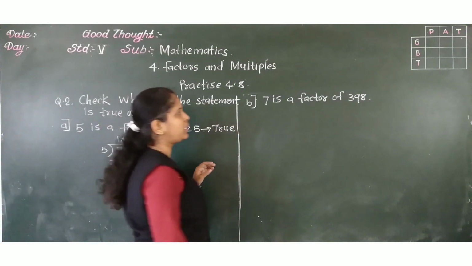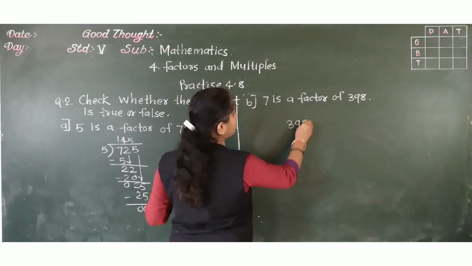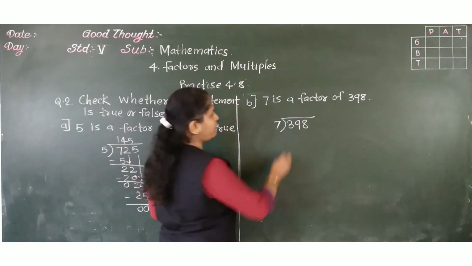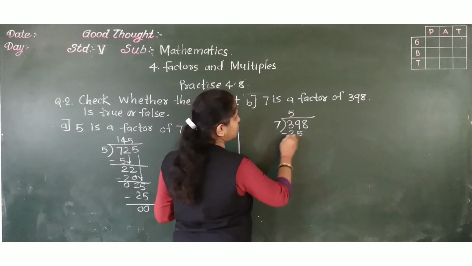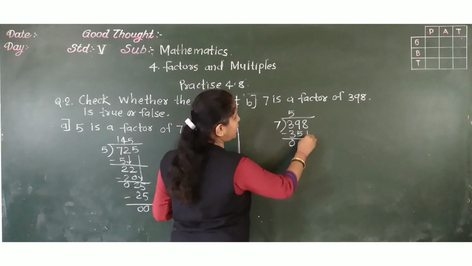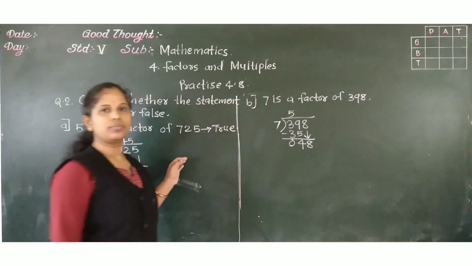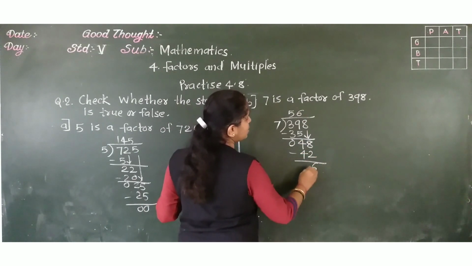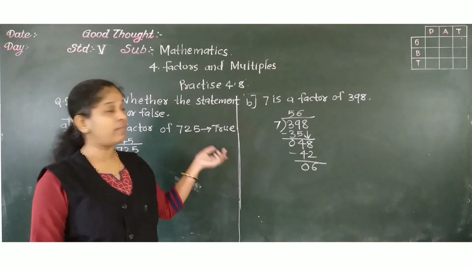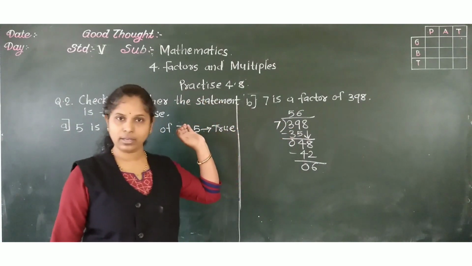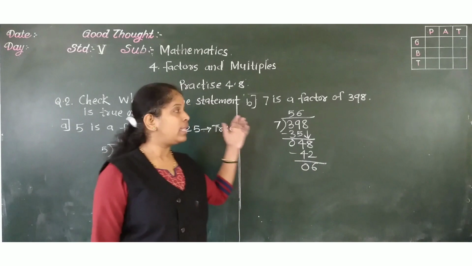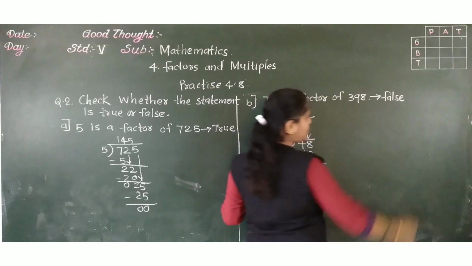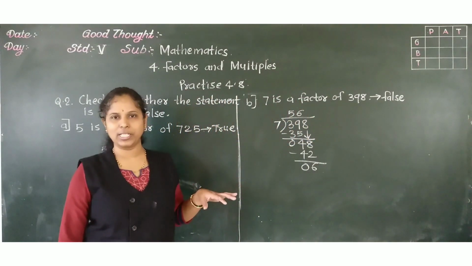Okay. Next, 7 is a factor of 398. Divide 398 by 7. 7 fives are 35. 39 minus 35, 4. Take 8 down. 7 sixes are 42. 6. The remainder is 6. Can we completely divide 398 by 7? No, because here see the remainder is 6. That means this statement is false. Okay, students? The remaining 2 you will have to do as homework. Okay?